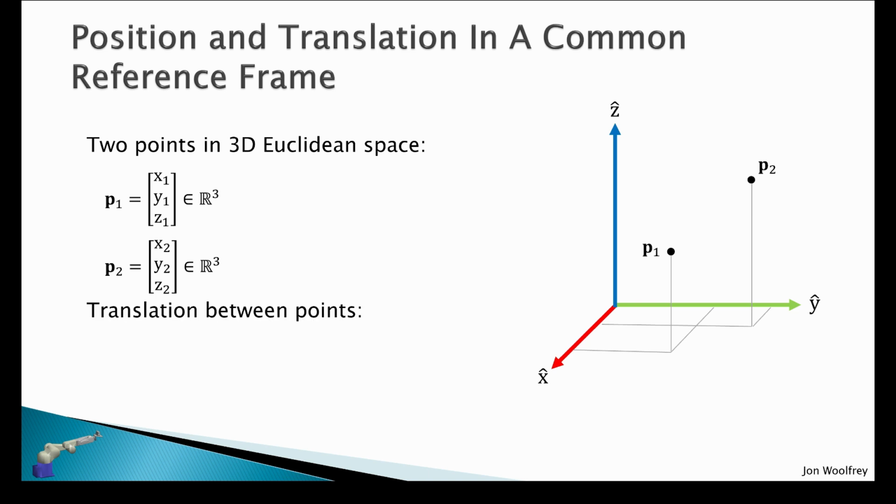Then the translation between these 2 points is simply P2 minus P1. So the x coordinates will be x2 minus x1, y coordinates y2 minus y1, z coordinate z2 minus z1. Again, this is in the set of real values in three-dimensional space.